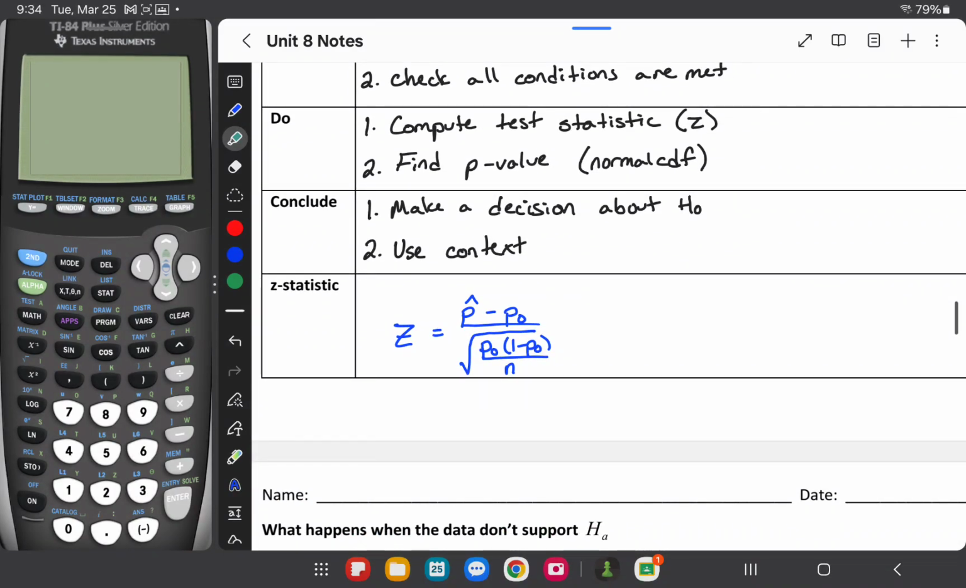In order to calculate z, we're going to take p hat minus our p null divided by the square root of p null times 1 minus p null over n.